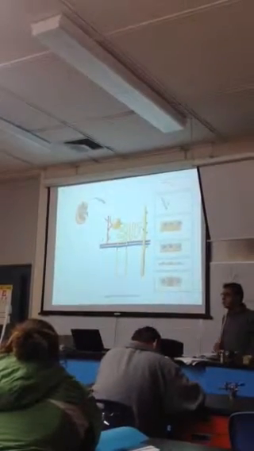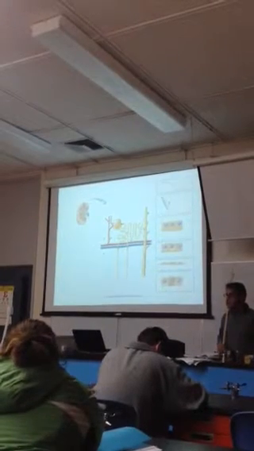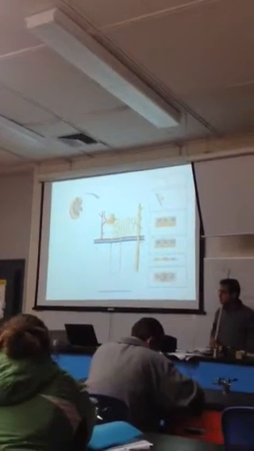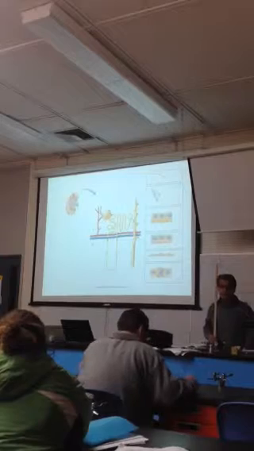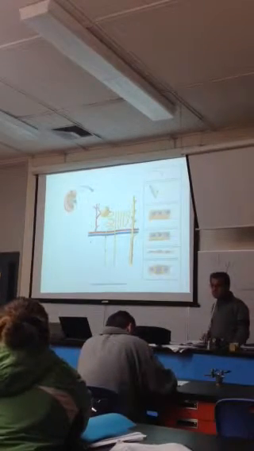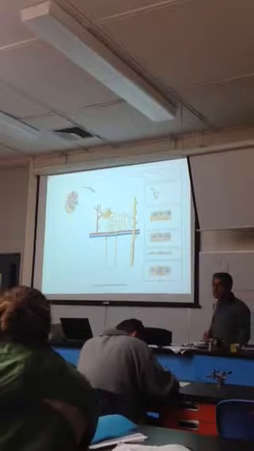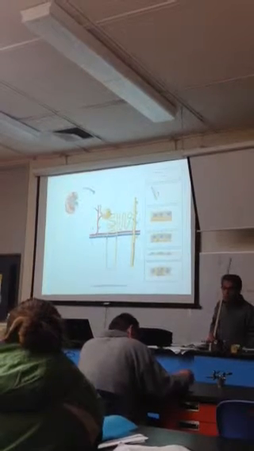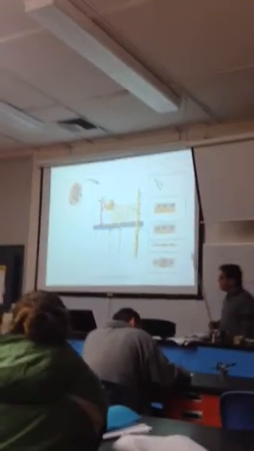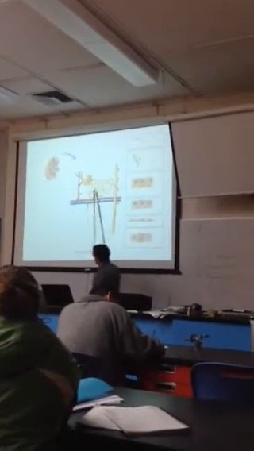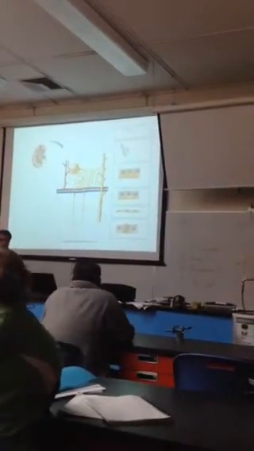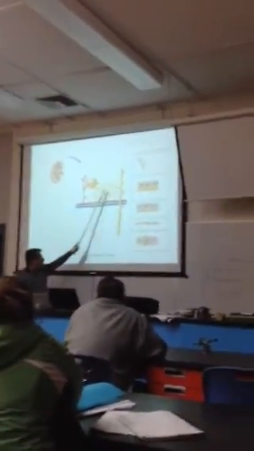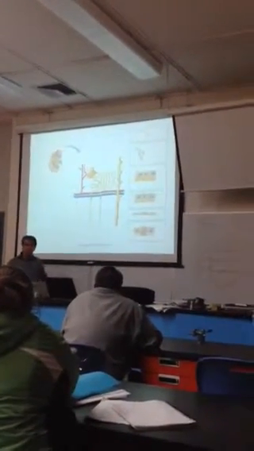What are the functions of these principal and intercalated cells? What do they do? Anybody? Acid-base balance. Which one does acid-base balance? Intercalated or principal cell? Intercalated cell is responsible for acid-base balance, and principal cell is for salt. So most of the absorption over here is as a result of active and passive transport, and all the reabsorption from here is as a result of hormones.